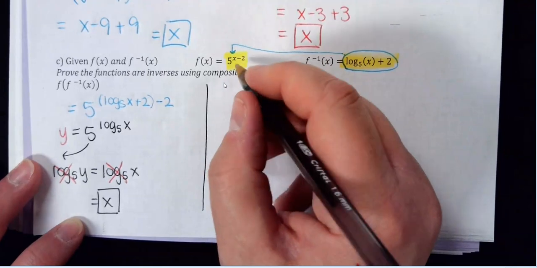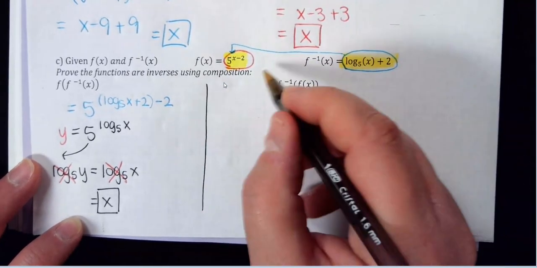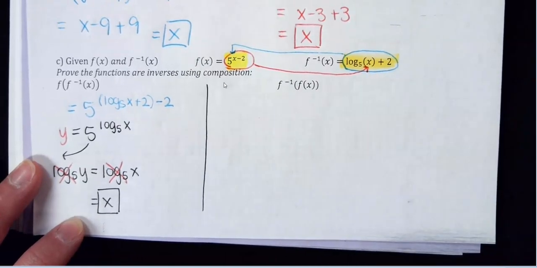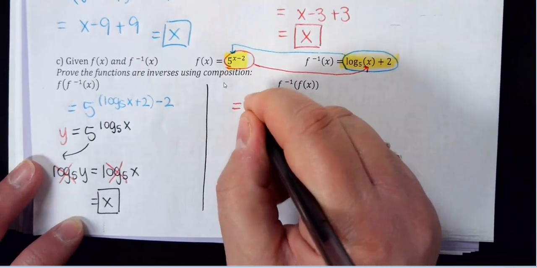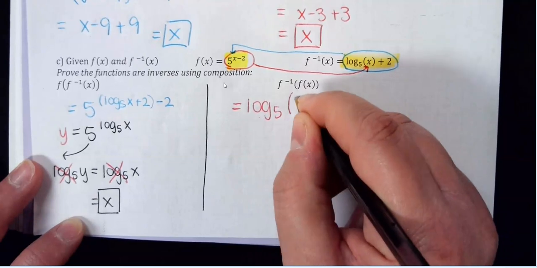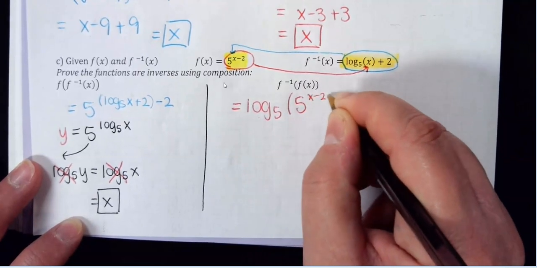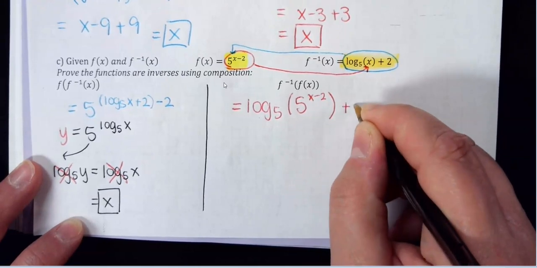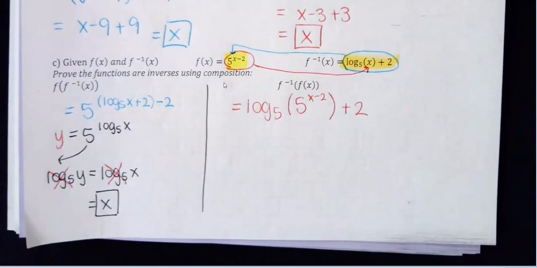Okay, so I'm going to plug the function into the inverse to compose this one. And we're going to show that this is equal to x. So I would have the log base 5 of 5 to the x minus 2 power. And then I have this plus 2 to the side.